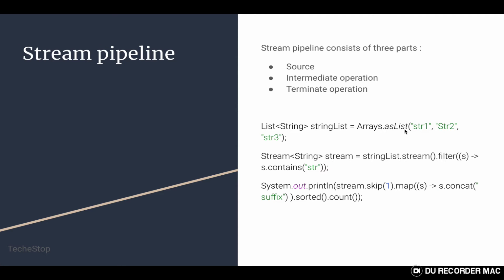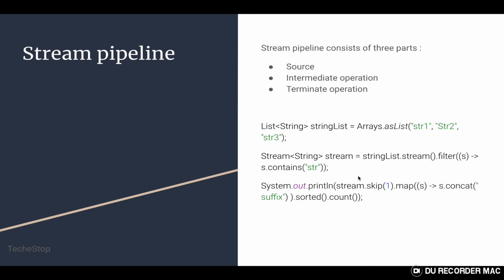So we have an array list which has string 1, string 2 and string 3. This is the same example which we saw earlier, where we have a filter that says to only keep those strings which contain str inside their value. Then we perform certain other operations: we skip values, map them to something else, sort them, and ultimately count all the elements inside the stream. So this is one example of a stream pipeline.